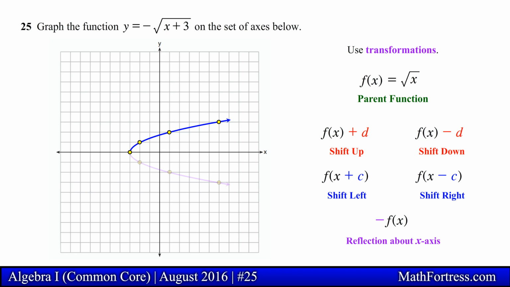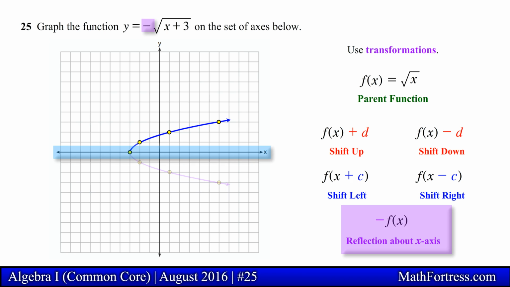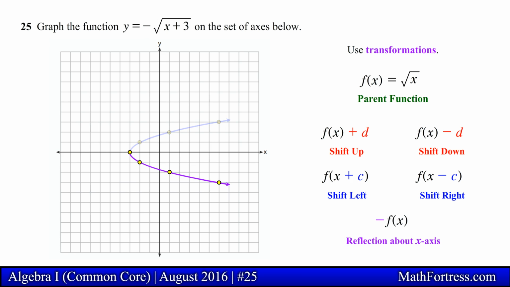The last step is to apply the transformation associated with a negative sign. This transformation will flip the graph about the x-axis. This transformation works by multiplying each y-coordinate of the function by negative 1. Doing that, we obtain the following graph. Notice that we obtain the same transformed graph. So either method will work.